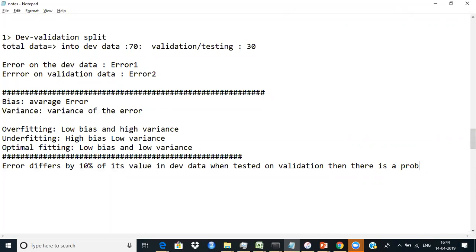Error 1 and error 2 are going to be high. Yeah, error 1 and error 2 are both high, therefore high bias, but the variance will be low, right? Both of them will be high values.